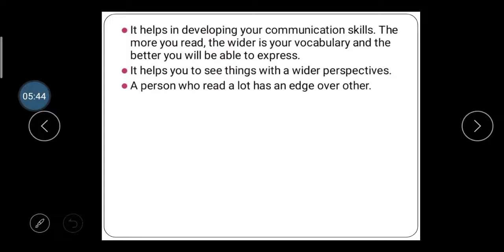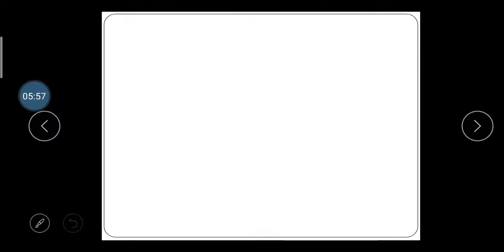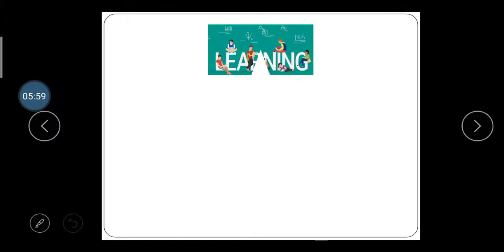Okay, you can have some new knowledge that cannot have any persons. Then after, reading is also considered as your self development. Then after, the second one is learning. After the reading, the second one is the learning.